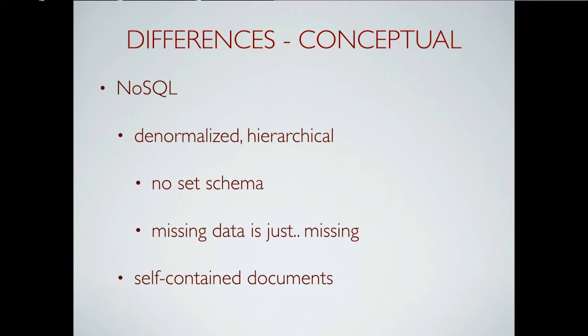And there's no set schema, which I mentioned before. And missing data is just missing, right? So if I pull up a document, it's self-contained, I look at that one document, do I know that another document has a racing stripe? I would have no idea, right?